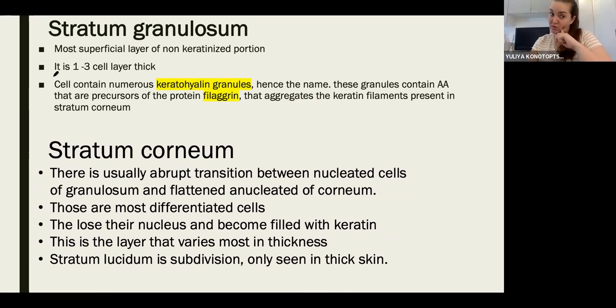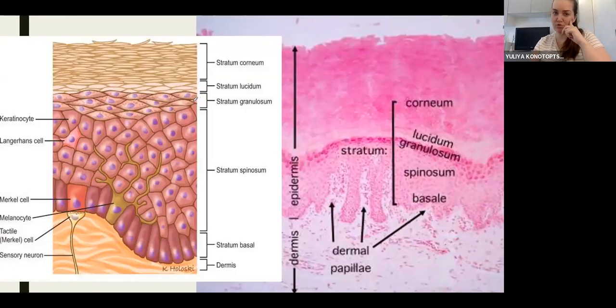Granulosome, very important piece of information, highly tested. Why do we call it granulosome? Because keratinocytes have granules here, okay? So if you take a look at them, this is the granulosome, right? Keratinocytes here have lots and lots of granules.